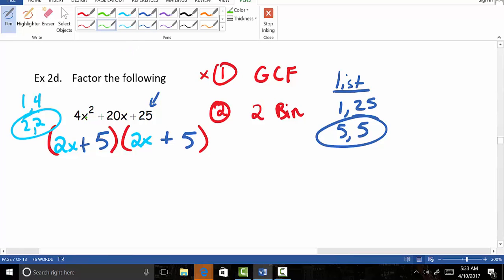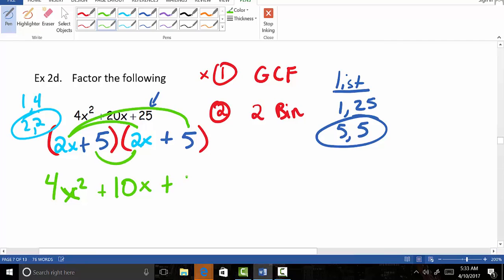And now we're in a position where we can go ahead and check and see, hey, did we end up with the correct factored form if we go ahead and try distributing. So 2x times 2x gives us our 4x squared. Our 2x times positive 5 gives us 10x. When we distribute the 5 to the other 2x, we end up with another 10x. And then lastly, 5 times 5, we get our 25. So when we combine these two in the middle, we do end up with the 20x. So this does check out.